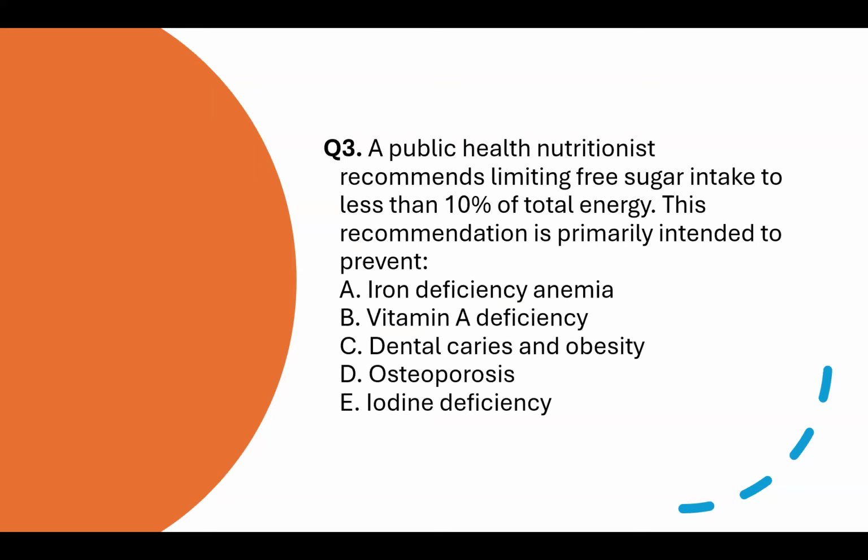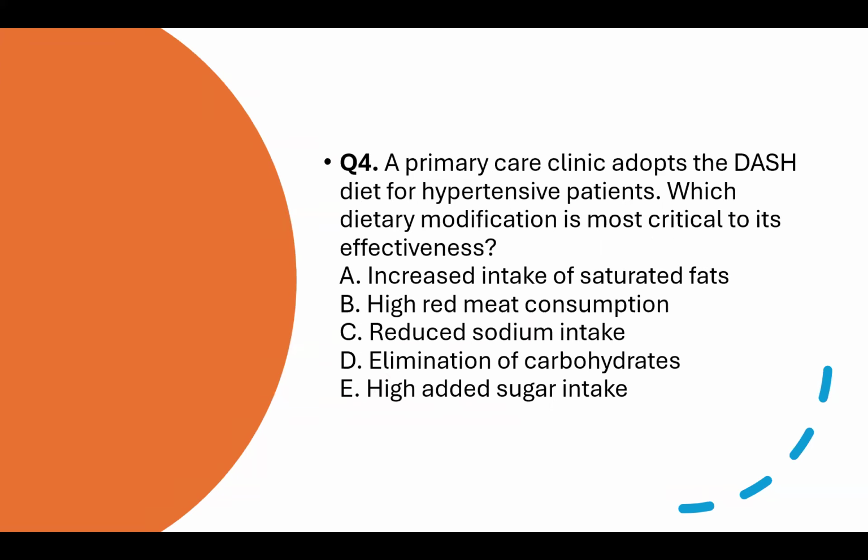A public health nutritionist recommends limiting free sugar intake to less than 10% of the total energy. This recommendation is primarily intended to prevent iron deficiency anemia, vitamin A deficiency, dental caries and obesity, osteoporosis, or iodine deficiency. C. Yes, so dental caries and obesity is very important.